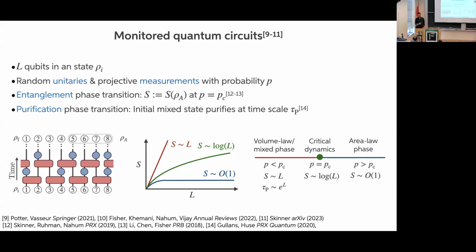The volume law phase corresponds with a mixed phase, where it takes an exponentially long time to purify. In the area law phase, it's again constant. At the critical point, we have the scale invariant behavior of purification time going as L.